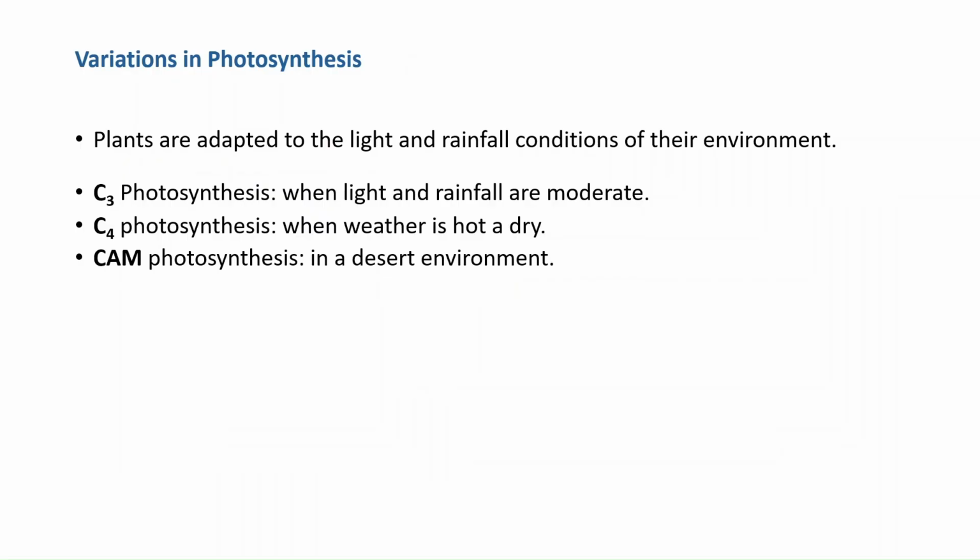So plants are adapted to the light, the rainfall, and the temperature of the environment. The photosynthesis we just studied is called C3, because if you remember, you make a 3-carbon molecule. But this is the photosynthesis you use under moderate conditions. You get enough water, the temperature between 0 and 35 degrees Celsius, and so on. When it's very hot or dry, you get C4, and we're going to study that. When you're in the desert, very hot during the day, cold at night, you have a different kind of photosynthesis called CAM photosynthesis.